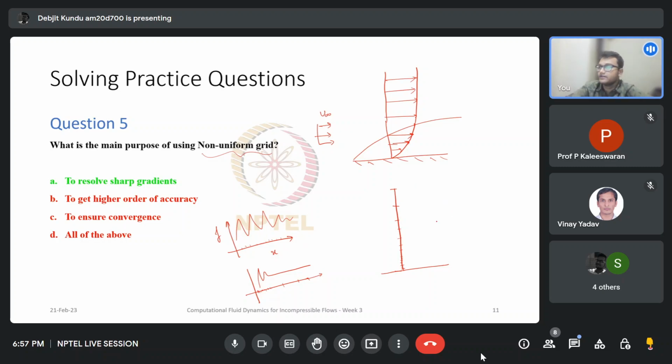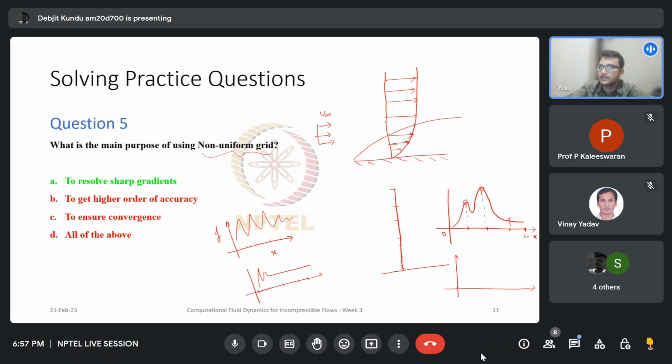Okay, so using these grids, why are they important? I'll give an example. Let's say I have a curve which is like this. And let's say this is our domain which goes from x equal to 0 to L. And let's say we use L by 4 as our grid spacing, something like this. Then if we solve, we will find this value, this value and this value.